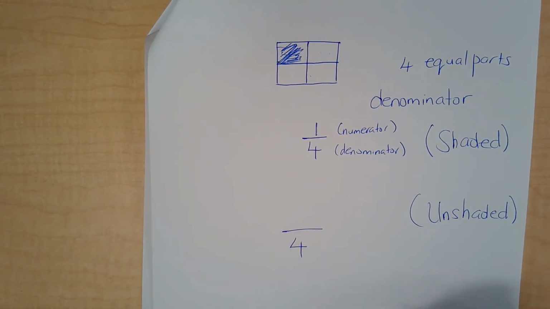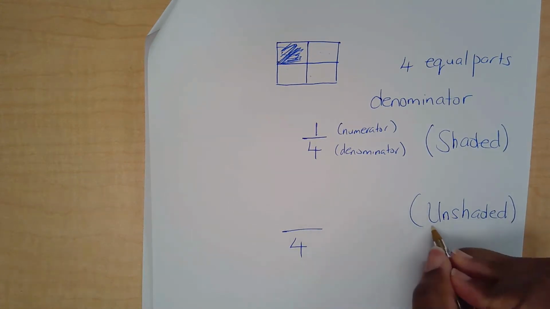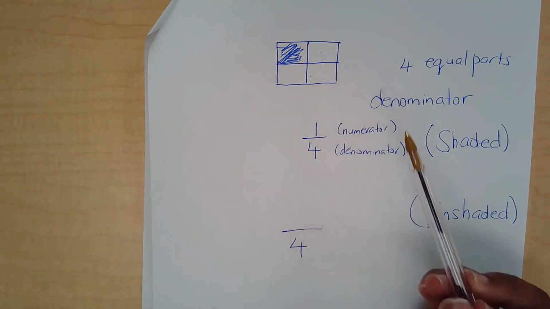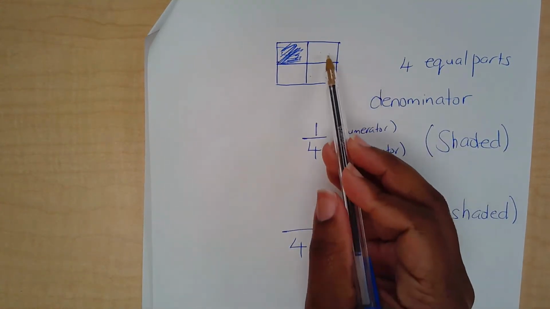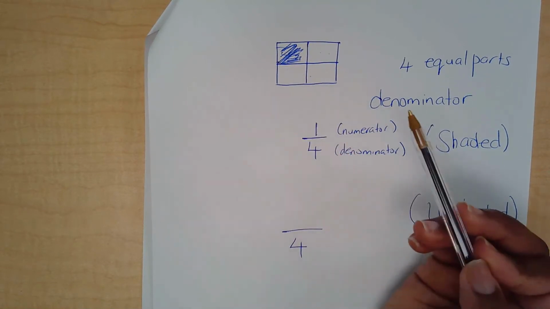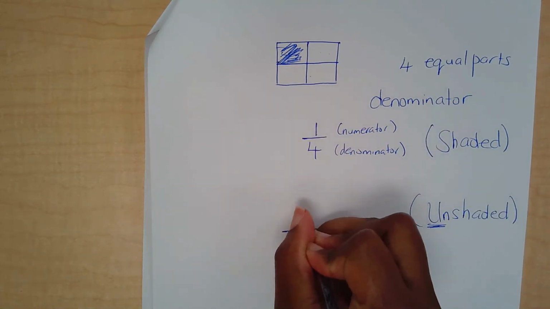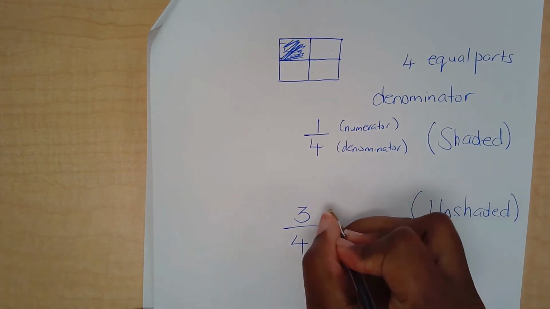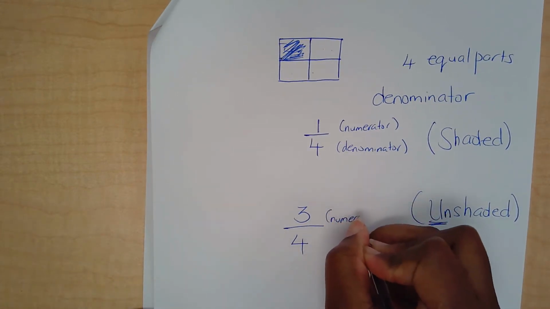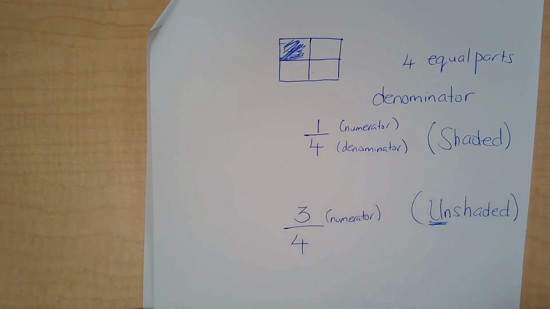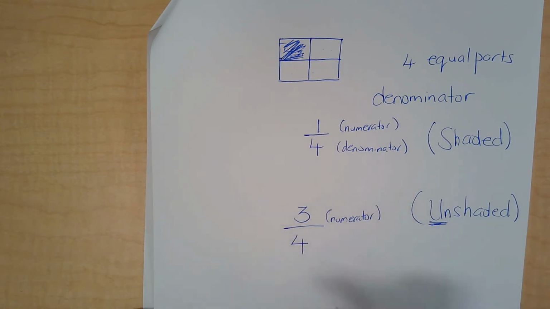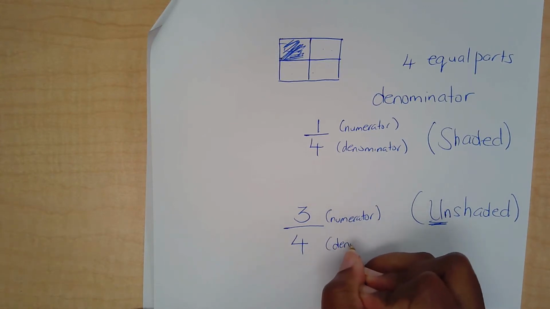Now, what do we have for our numerator? For the unshaded. Unshaded. Don't get tricked. Well, what's not shaded? That's what unshaded means. 1, 2, 3. So our 3 would go here. So this is 3/4. 3 is the numerator, which, as I've said, represents the number of parts out of the whole, which is the denominator.